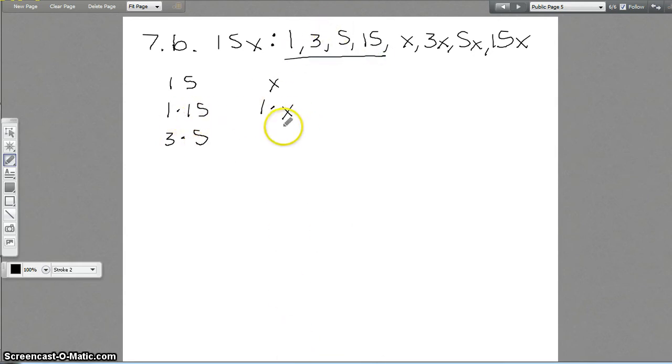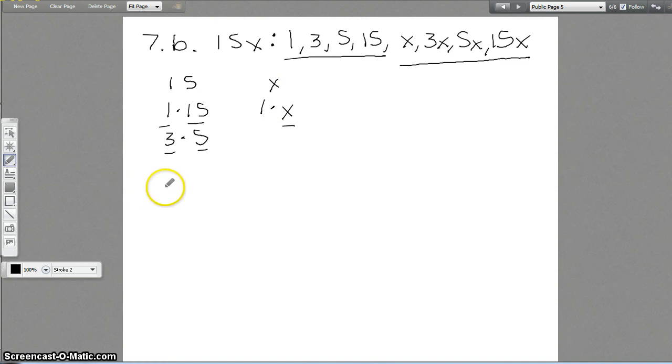Then I took x and multiplied it by all the different factors of 15. And that's our x, 3x, 5x, and 15x. So that gives us all of our possible factors of 15x, because here it's asking for just the list, not the pairs.